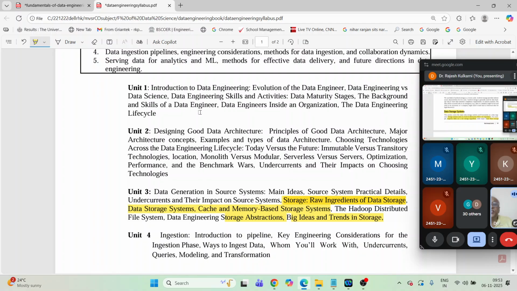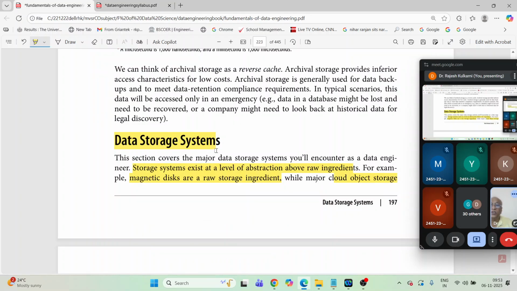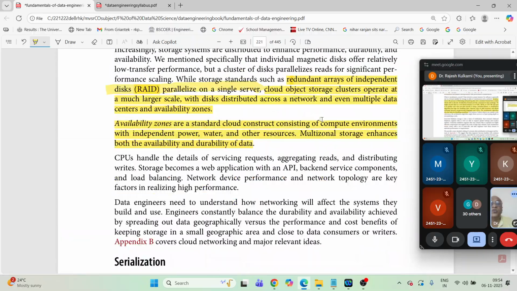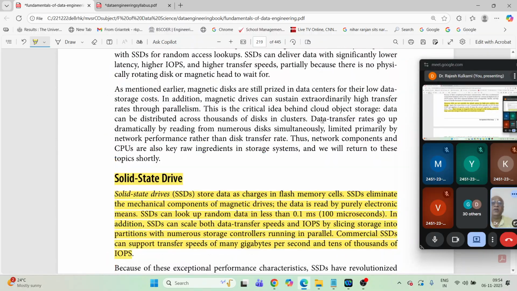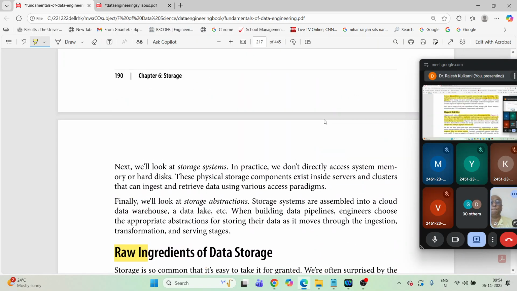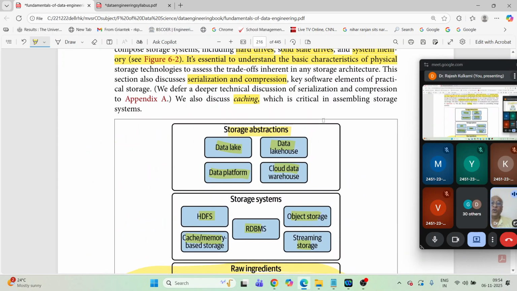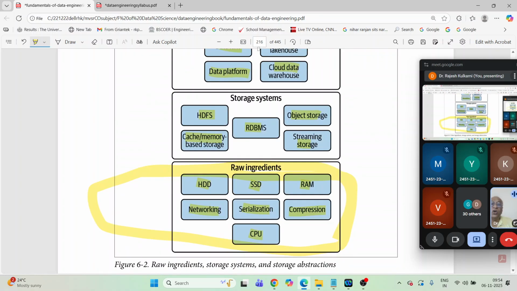Now let us look at the syllabus point again. In the syllabus, we have storage, raw ingredients of data storage, then you have data storage systems. So what are data storage systems? They are abstractions over raw ingredients, is it not? Let us go back to the diagram so that you will remember that. Yeah, this is our diagram. What we covered now are the raw ingredients. What are the raw ingredients? We have seen hard disk drives, SSDs, RAM, networking, serialization, compression, CPU.